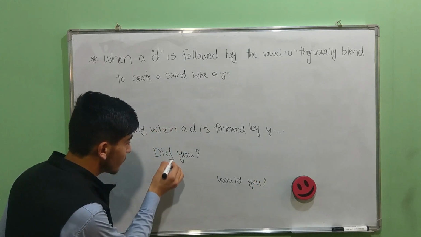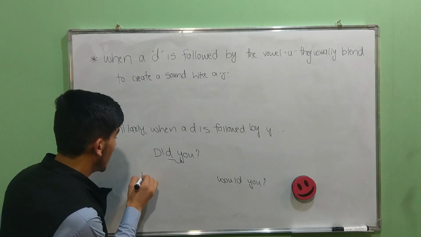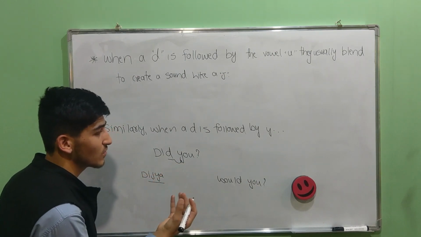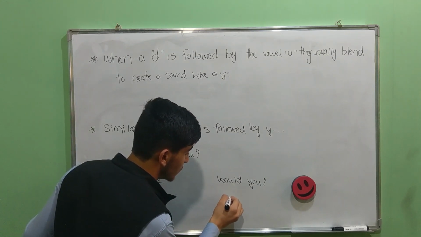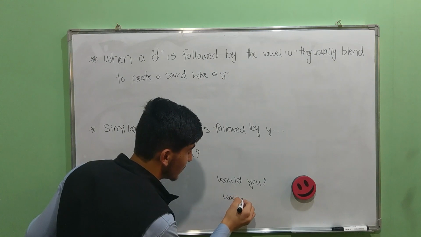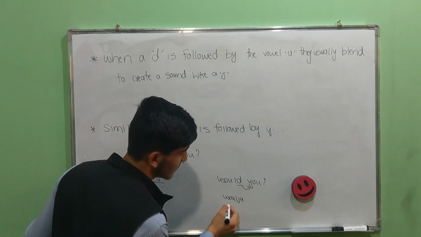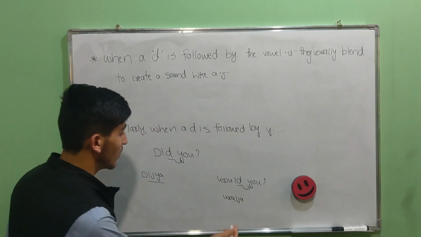So as you can see, the D is followed by the consonant Y and they just blend together and they produce a sound like a J. "Did you." This is how Americans would pronounce this one in their casual speech. And the next one is "would you". The same case here. The D is followed by the consonant Y. They blend together and they produce a sound like a J. "Would you." Did you do that? Would you bring me a glass of water?